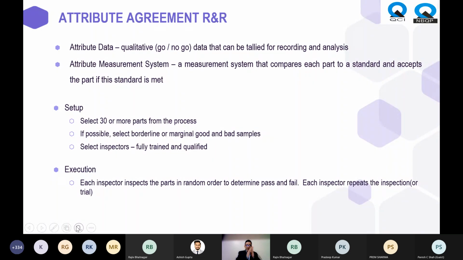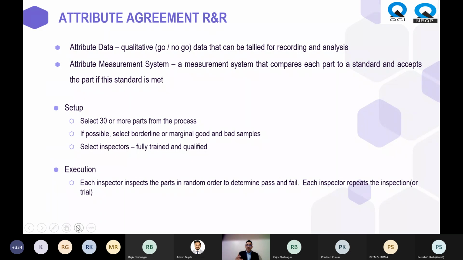With respect to that, when I'm doing attribute, I first capture the true values. True values will be captured by my quality head, or the person who is trained, who knows how to get the data. He captures the value and says, yes, this is my true value, this is my master value, this is my reference value. And corresponding to that, my operators are asked to capture the data, and we will compare whether the true value and the observed value are same or not. If these values are not same, will my MSA accept it or not?